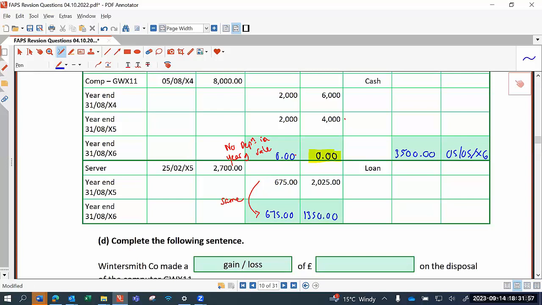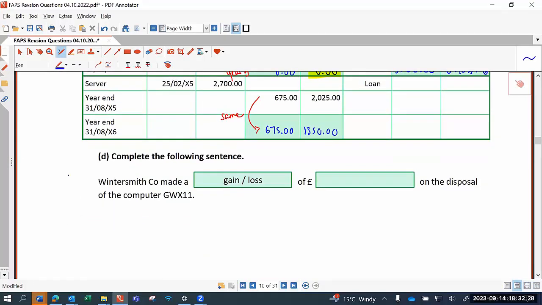That's our final asset, the server, which now has a residual carrying value there of 1,350. So well done. We've now completed that part of the question. So we dealt with the acquisitions, we dealt with the disposals, we dealt with the depreciation. So in effect, 3 different bits of the question. We now go on to have a look at some other things.